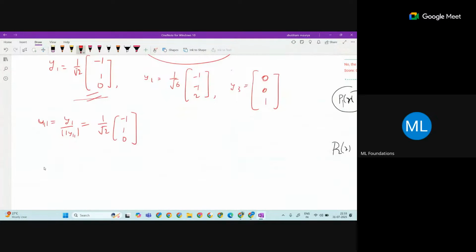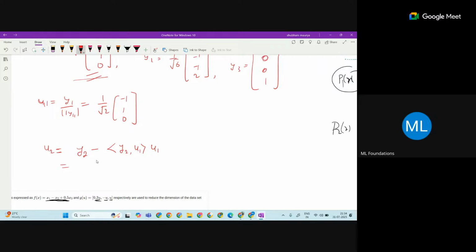Now the second one, u2, to get the orthonormal one. What is the formula of Gram-Schmidt? Anyone remember it? You have to do the projection, using the projection formula. From y2 you have to subtract the inner product between y2 and u1, times u1. This is the formula.